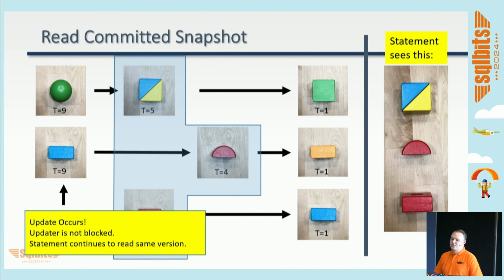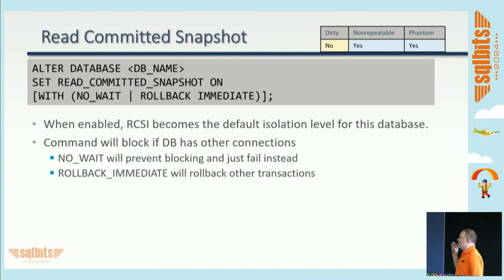Now, to use read committed snapshot, you have to enable it. This is a different command. You have to use an alter database command, and when you enable it, it becomes the default isolation level for that database. So every other query will just use that instead. This command itself can block if there's other connections to the database. So usually when I deploy this, I make sure it's either a quiet time when nothing's going on, or during a maintenance window, or everybody's just okay with me killing everything.